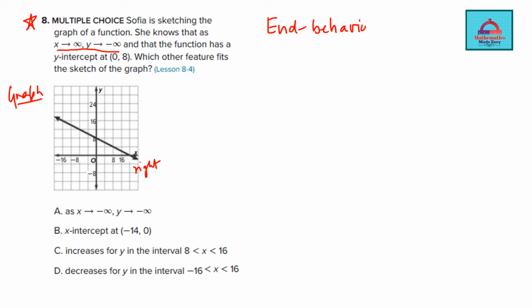So I'm going to write end behavior. The part which is given is that when x goes to plus infinity, y goes to minus infinity. And if you see on the right, that is quite true. When x is going to plus infinity on the right side, the graph is coming down. So down means negative infinity.